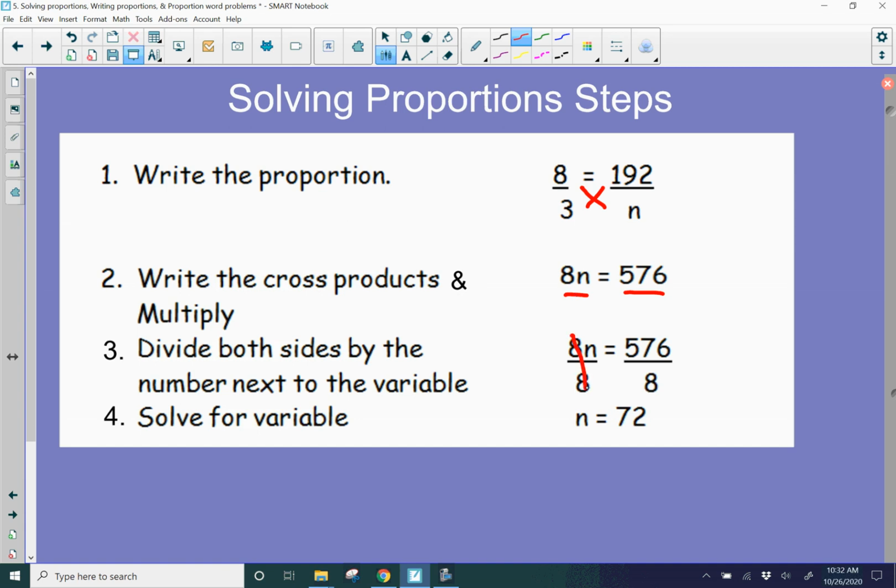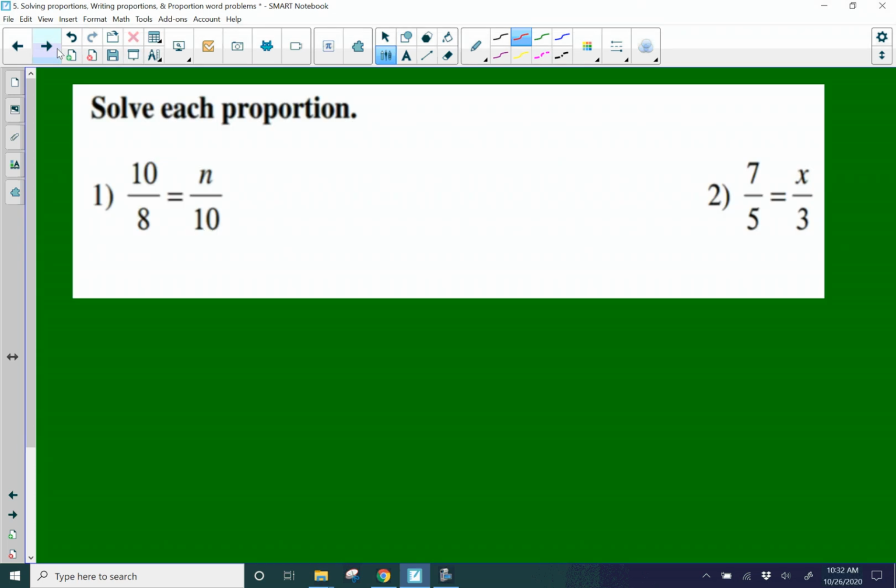That's going to cancel out. 8 divided by 8 is 1n, or just n by itself. And 576 divided by 8 gives us our answer of n equals 72. So let's take a look at a few of these examples.